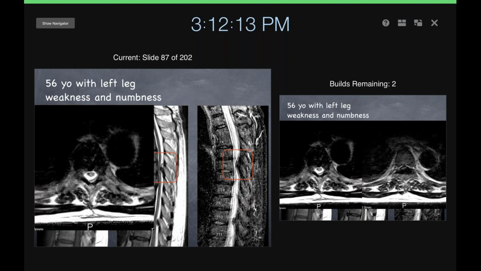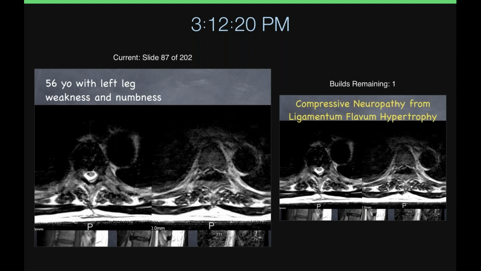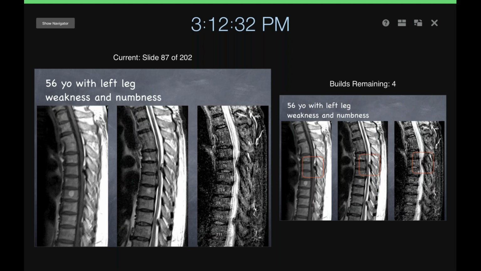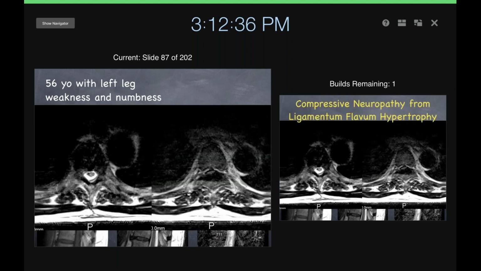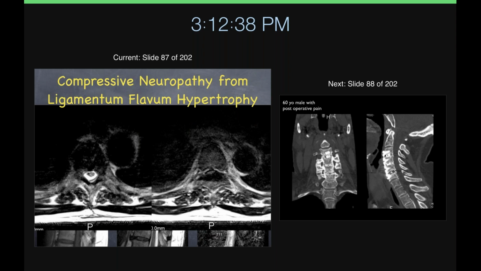Right. Here's one axial image above it, where it looks fairly normal. That's what it looks like at the level we're talking about. Right. So that hypointensity compressing the cord, is it? It's this stuff right here. Right. And that turned out to be compressive myelopathy from ligamentum flavum hypertrophy.